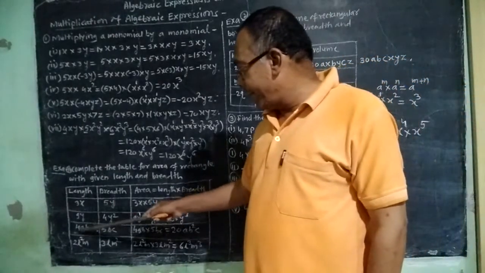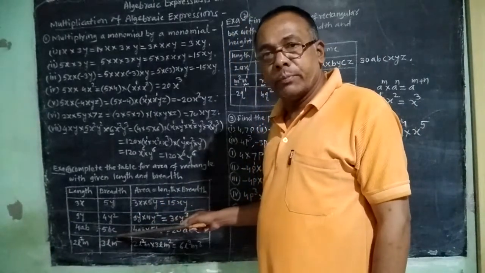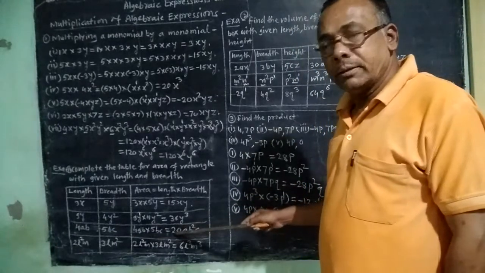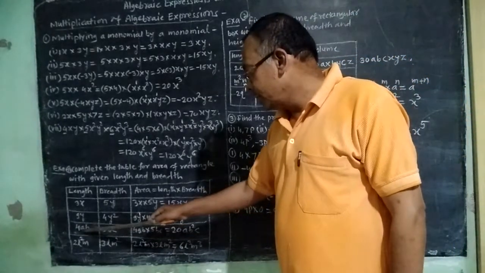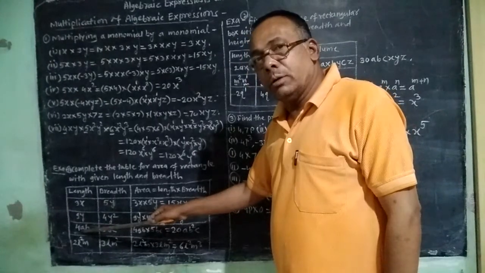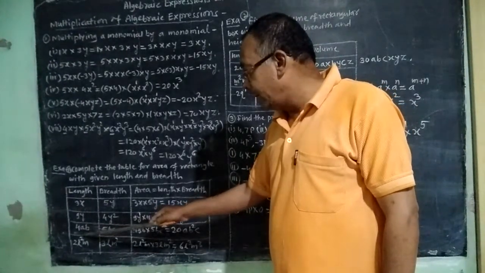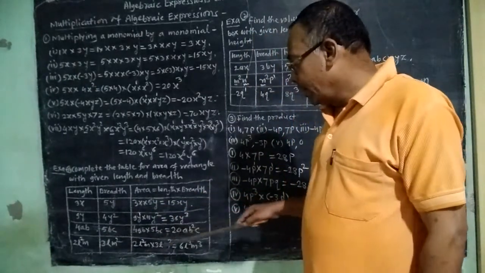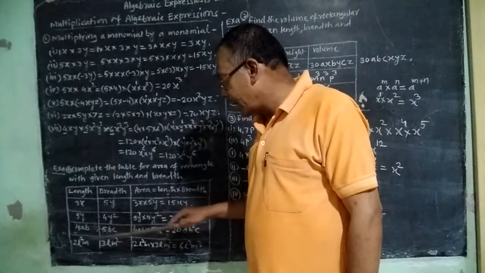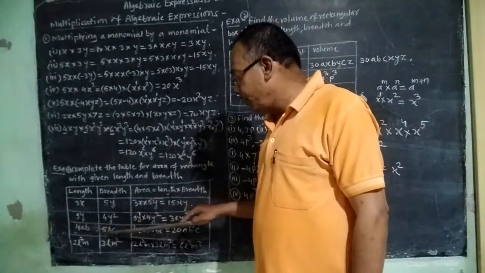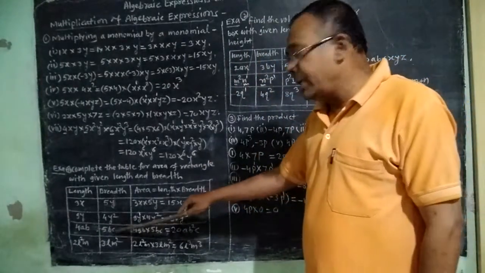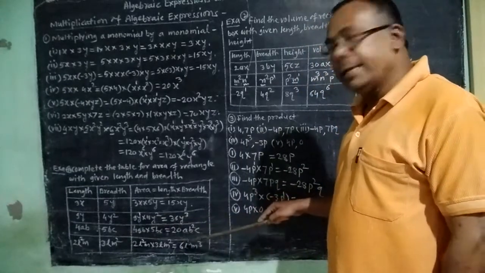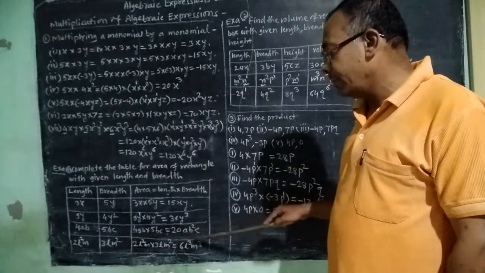Here 4ab and 5bc, so 4 5s are 20, and here a is only in length, in breadth a is not there, so write only a, but b is in length as well as breadth, so b into b is equal to b square. C is only in the breadth, it is not in the length, so write c as it is, so our area will be 20ab square c.